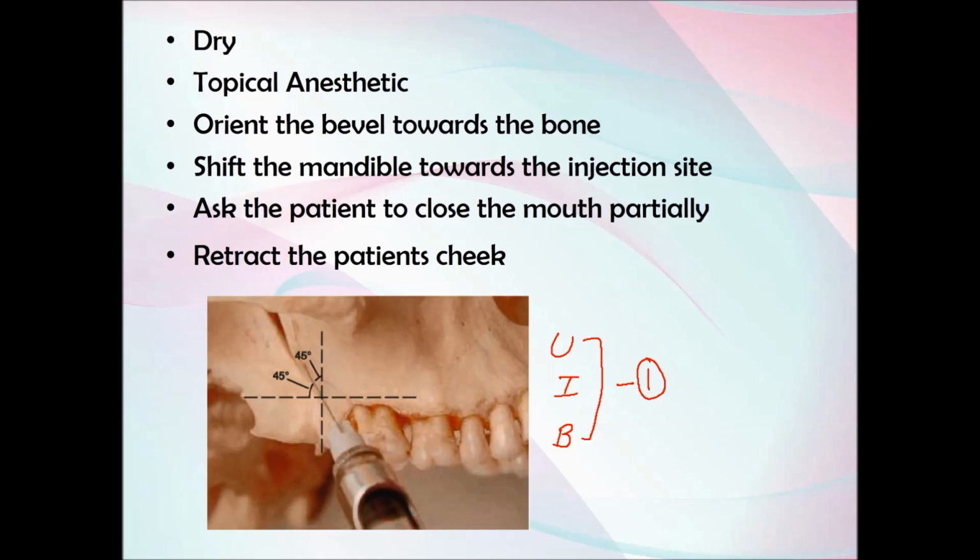Now upwards is 45 degrees to the occlusal plane. This is the occlusal plane, and this is the 45 degrees to the occlusal plane. Inwards, medially towards the midline, is at a 45 degree angle again to the occlusal plane, and backwards, that is posteriorly, is a 45 degree angle to the long axis of the second molar. So a 45 degree angle is what is required for all three things. This again is a very important viva question.